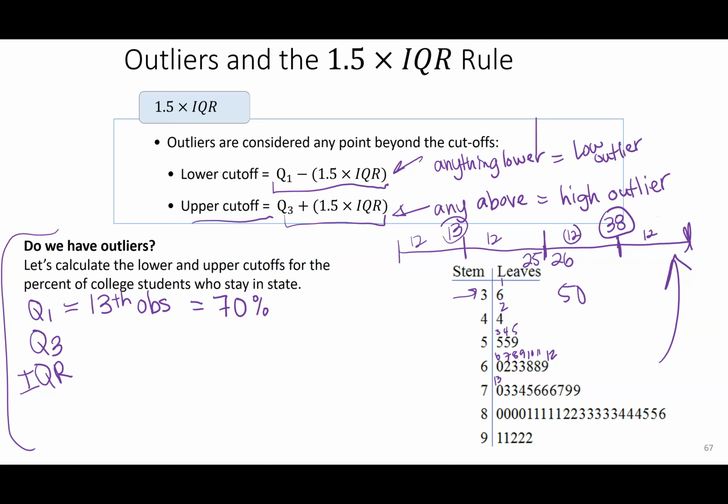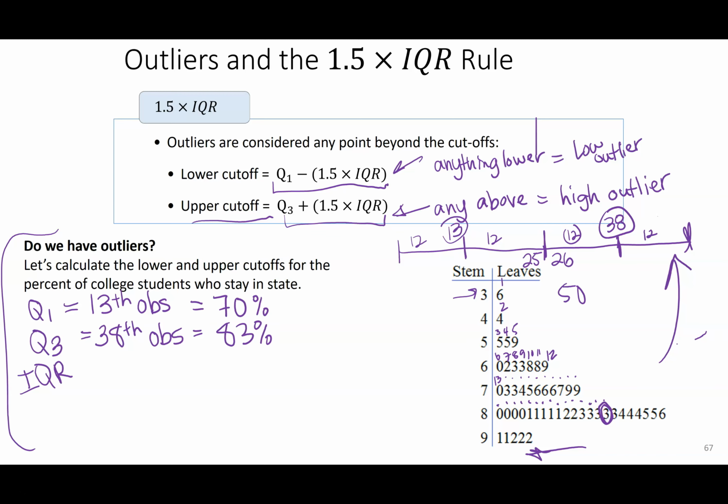Q3 is going to be my 38th observation here. So that's going to be quite a bit here. You can either work backwards or work forwards, either way. So I'm going to just count. I'll probably skip ahead here. Okay, so our 38th observation here is going to be 83. I'm just translating my stem plot backwards.